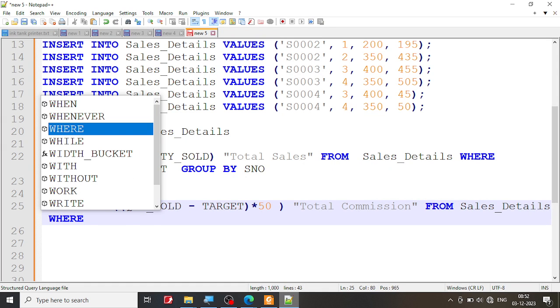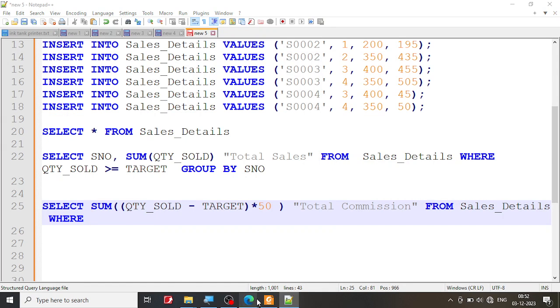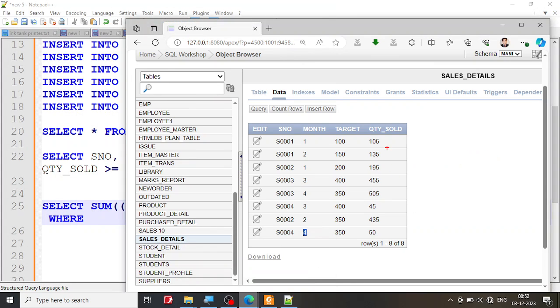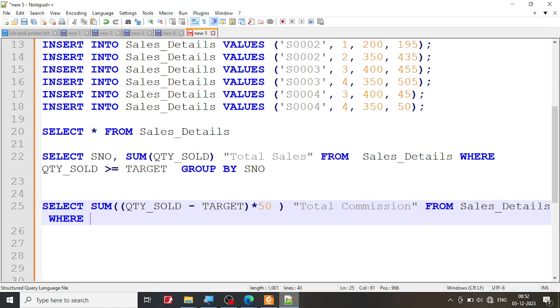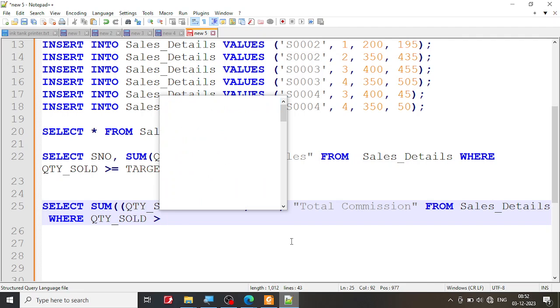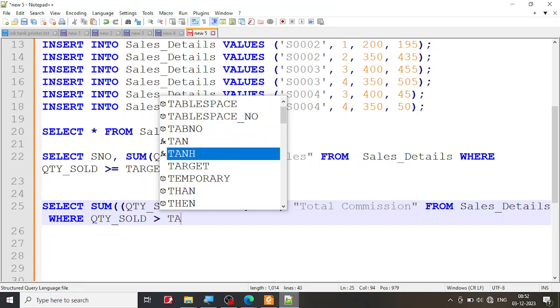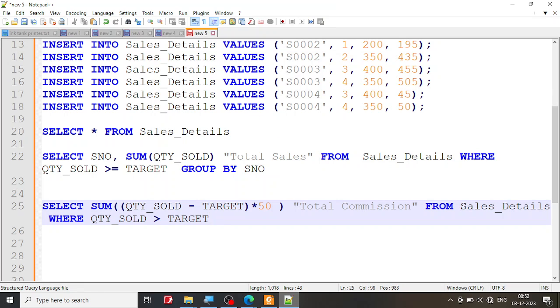What is the condition? The condition that we have used is the quantity sold must be greater than the target. So this is the condition. Otherwise, we are going to get a negative there. So where quantity sold is greater than or equal to, let me make it strictly greater than, because if it is equal, you are not selling anything extra there, so you are going to get 0 as your commission. So extra means greater than.